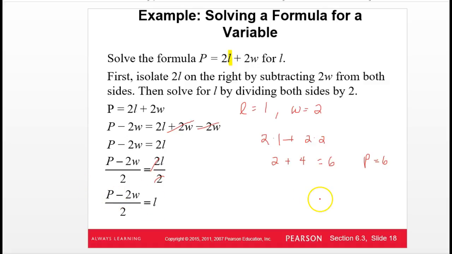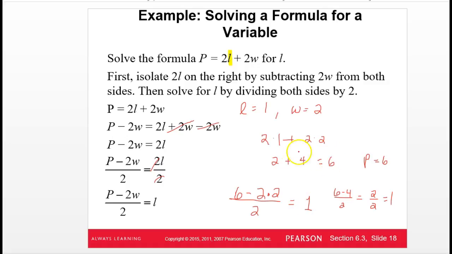So here P is 6, so 6 minus 2 times W. W was 2, divided by 2 equals L, and L, we're saying let that equal 1, and see if you end up with a true expression. Well, 2 times 2, remember you've got to do order of operations, so 2 times 2 is 4, so 6 minus 4 over 2, that's 6 minus 4 is 2, and 2 divided by 2 is 1.